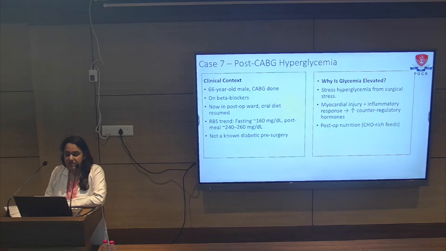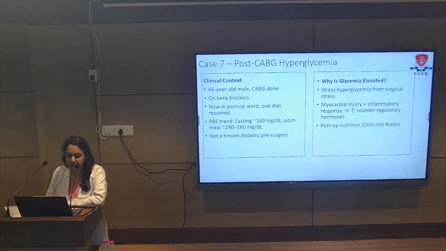Now why are the blood glucose levels elevated? This is because of stress hyperglycemia from myocardial stress. Due to myocardial injury and inflammatory response, there is an increase in the counter-regulatory hormones. Plus we have started the patient on post-op nutrition.